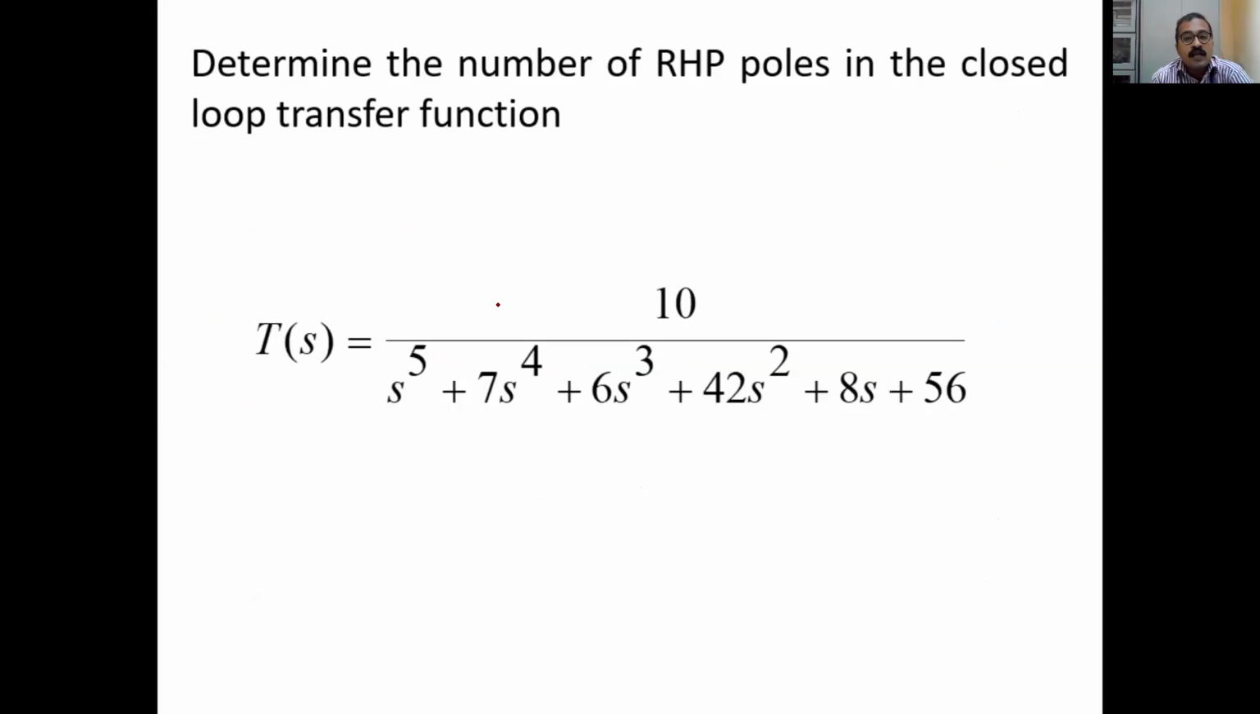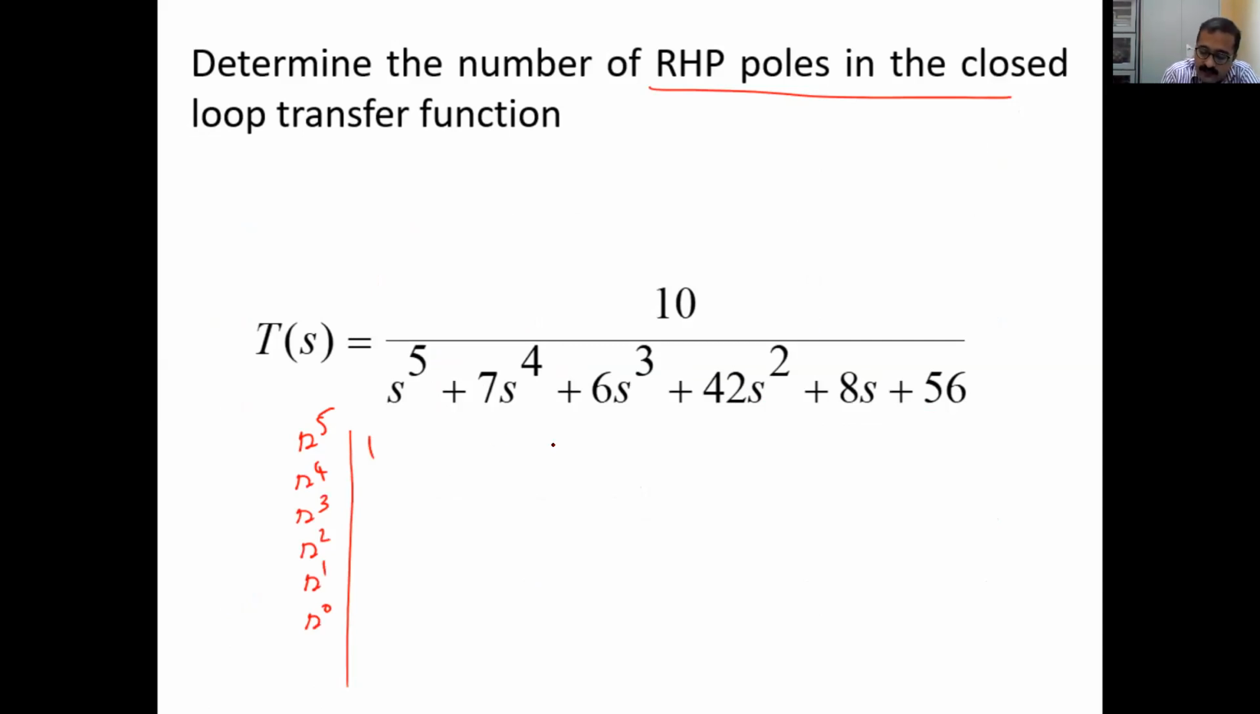Now let us take another example. Determine the number of right half plane poles in the closed loop transfer function. This is the given transfer function. We will start as usual from s raised to 5, s raised to 4, s cube, s square, s raised to 1, s raised to 0. What will be the first row? 1, 6, 8. The second row will be 7, 42, 56. What is the next thing? 42 minus 42 by 7, 0. Next, 56 minus 56 divided by 7, 0.